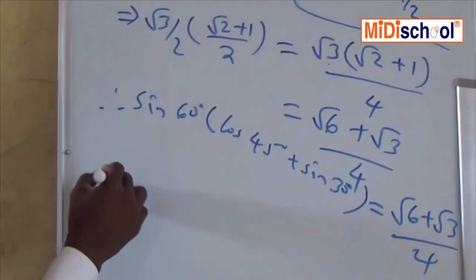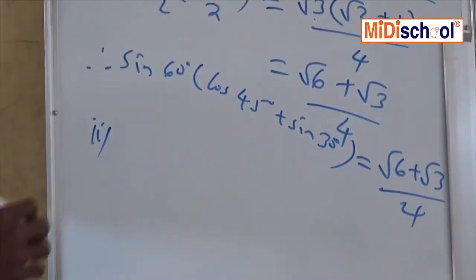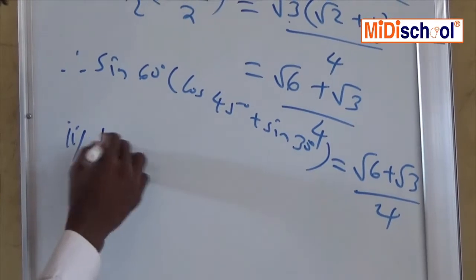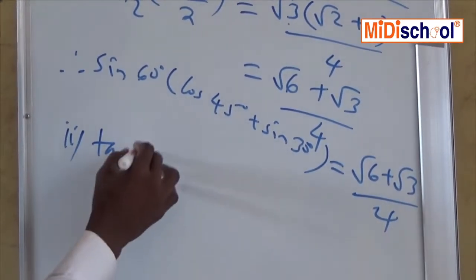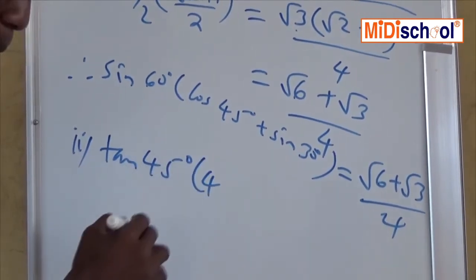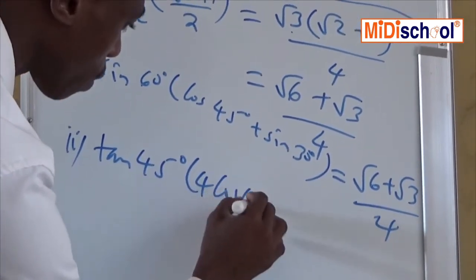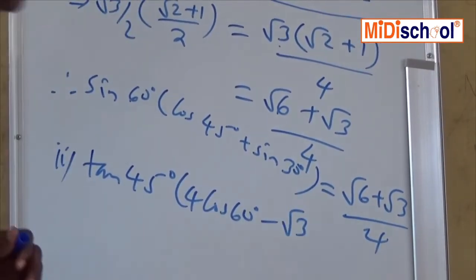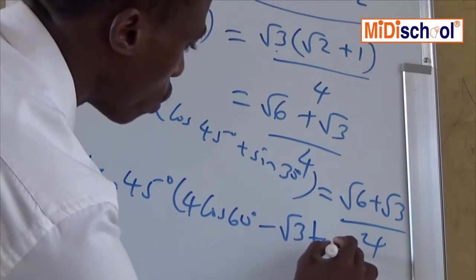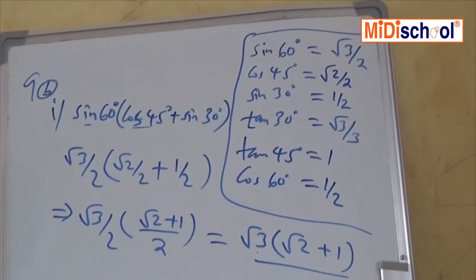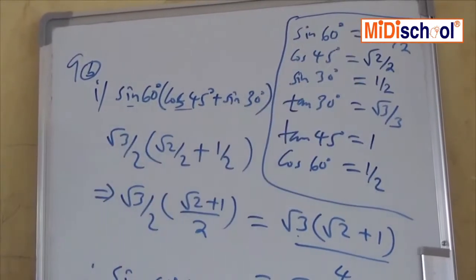But we have the second part directly here, because it's the same part B, question number 9, where we are required to evaluate tan 45 degrees times the bracket 4 cosine of 60 minus square root of 3 tan of 30. So how do we evaluate this? We have the special angles. These are all special angles, so we have the values of the special angles.